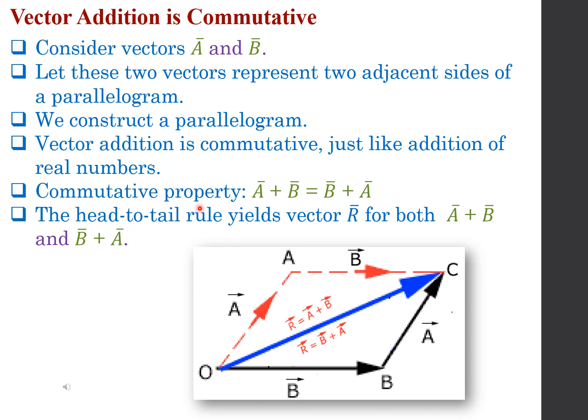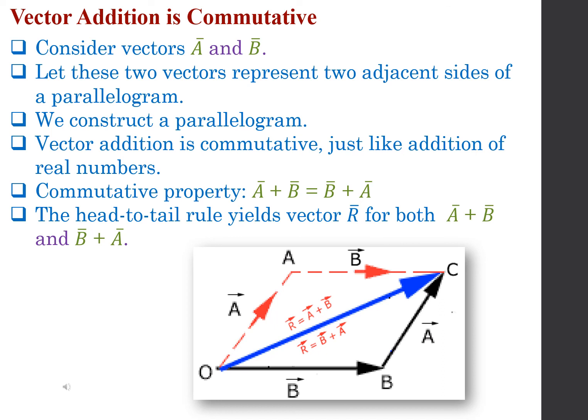Here in this figure, resultant vector of vector A plus vector B is same as resultant vector of vector B plus A. So we get A plus B is equal to B plus A. It is commutative property. It means that the order in which the vectors are added has no physical significance.